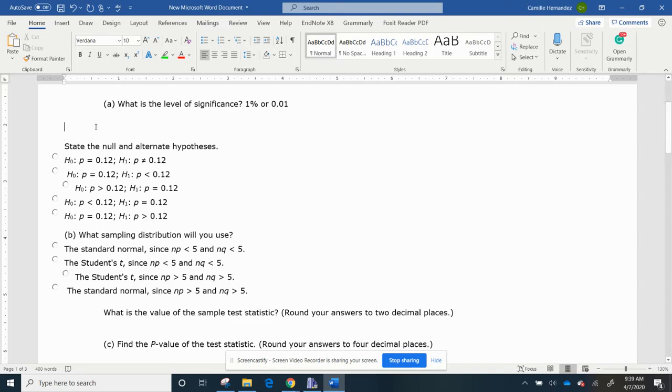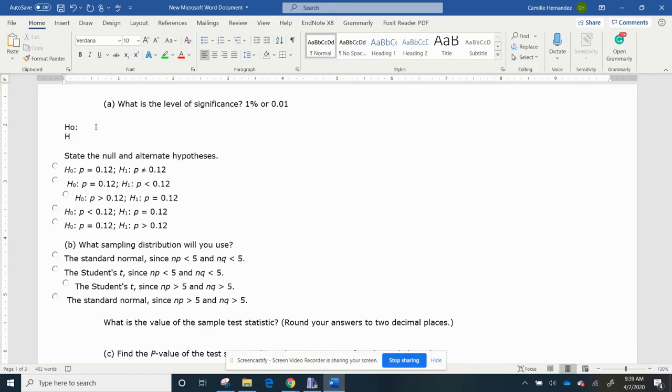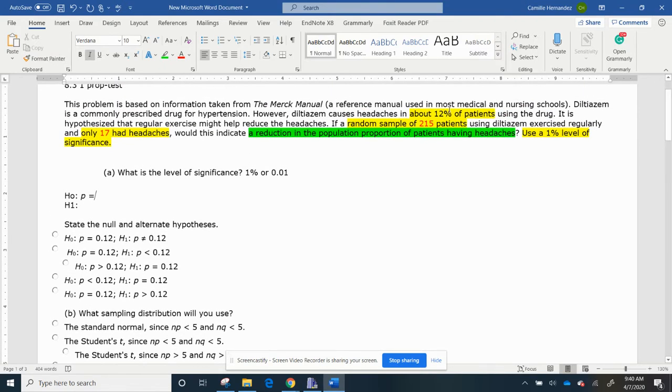It wants me to do my null and my alternative. So I'm going to do H0, it's my null. H1 is my alternative. For these, I'm going to use the special p. This is not the same as p-value. This is proportion. So again, my null is the equal sign. And if I go up here, I had 12% of the patients. So another way to write 12% is 0.12.